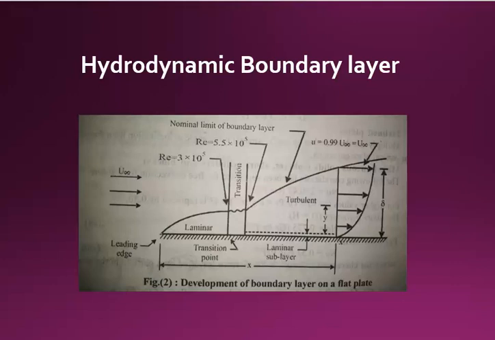The characteristic velocity distributions of fully developed laminar and turbulent boundary layer flow inside a pipe are depicted.